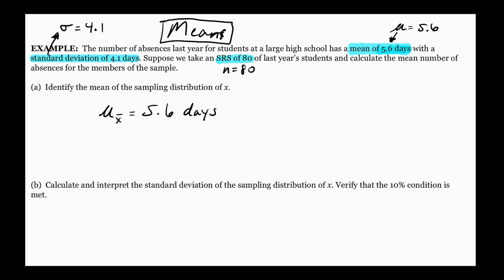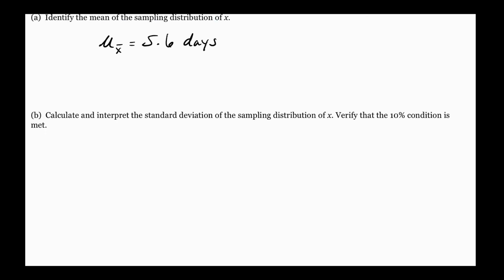Okay. The next one says calculate and interpret the standard deviation of all of those samples that I took. Well, standard deviation is right here. I have one right here. So that's what I'm going to use. So the standard deviation is the population standard deviation divided by the number in the sample, square root of that.